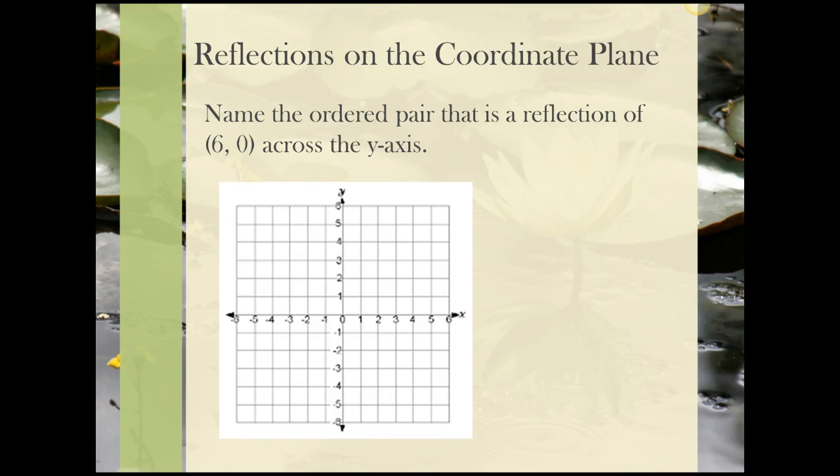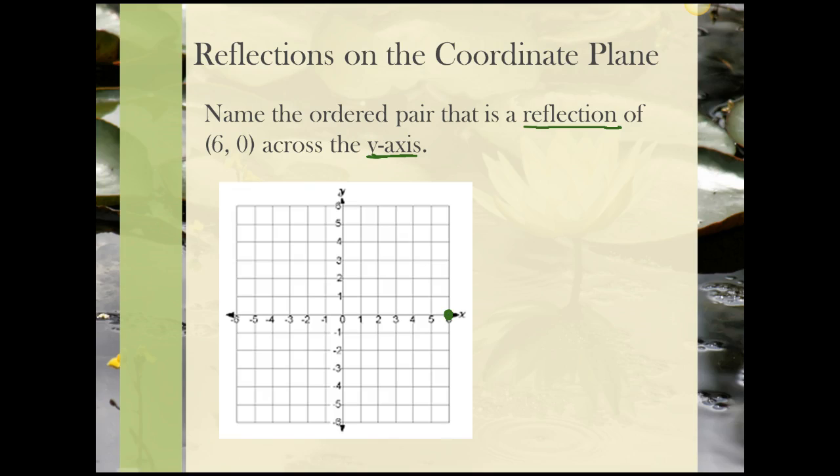Name the ordered pair that is a reflection of 6, 0 across the y-axis. First, we need to plot our point. We start at the origin and we go to the right 6 on the x-axis. Then we do not go up and down at all on the y-axis.